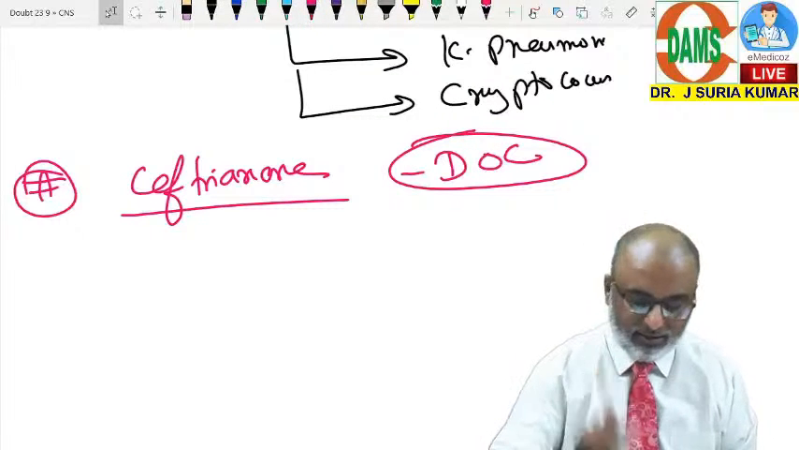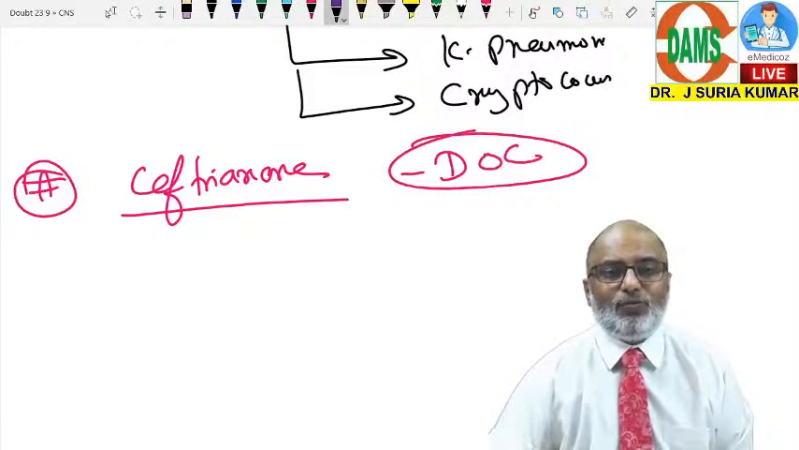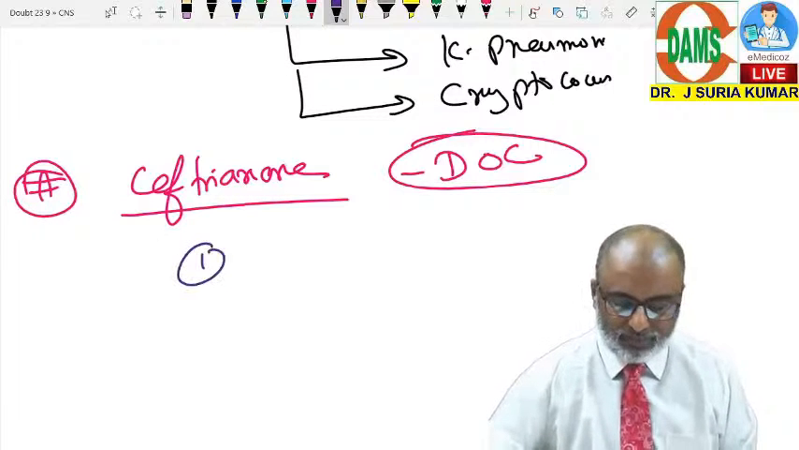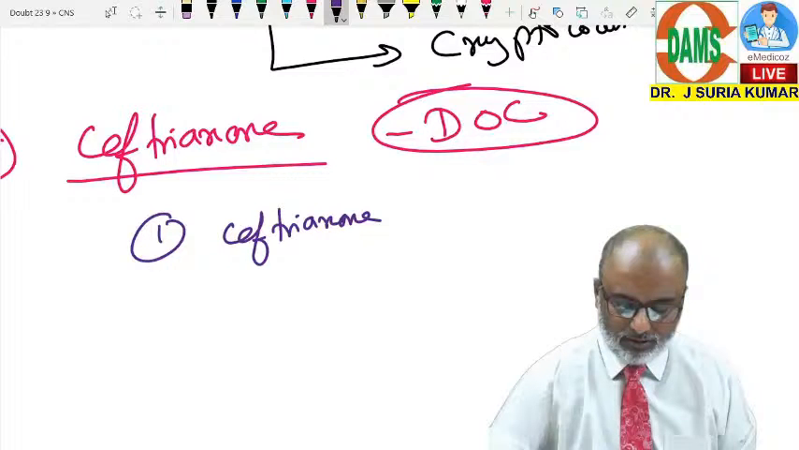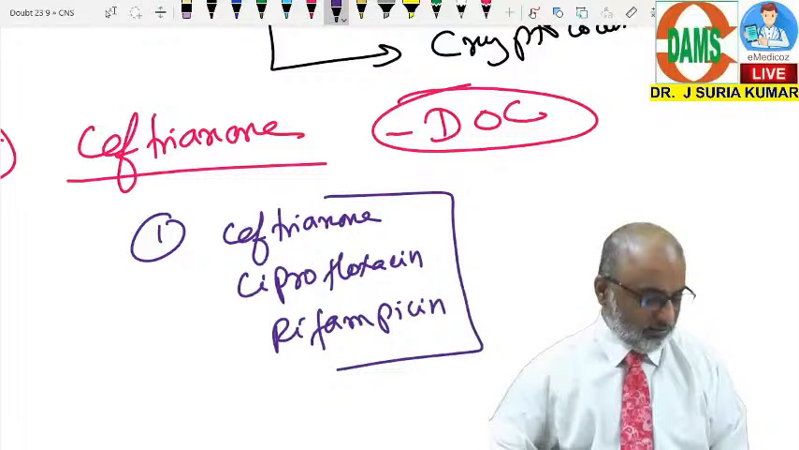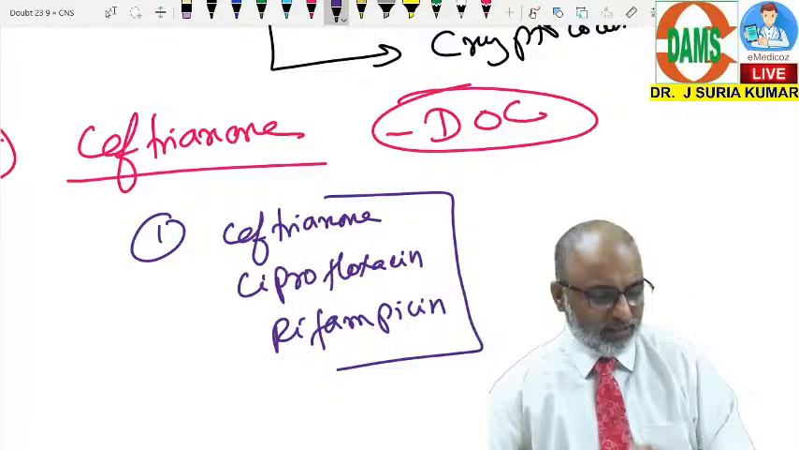Okay, right. Suppose people ask, what is the prophylactic drug for the contacts, carriers? Number 1, ceftriaxone, or ciprofloxacin, and rifampicin. Rifampicin, ceftriaxone, ciprofloxacin are the prophylactic drugs.